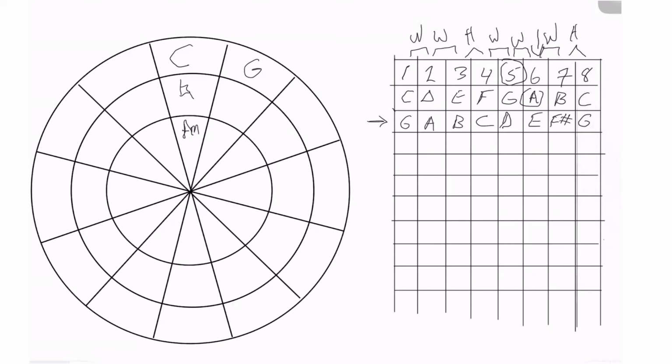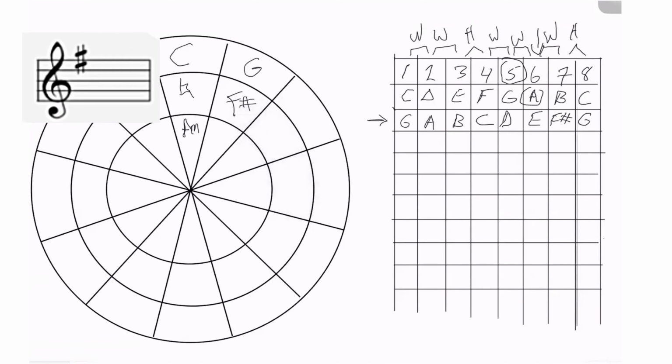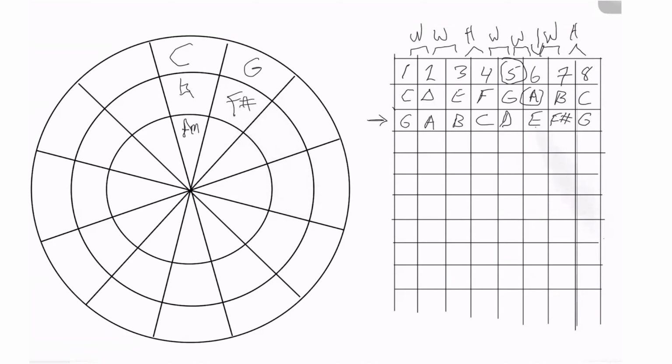I have one sharp in this key. That's going to be my F sharp. And my minor is going to be E. That's my 6th degree. So I'm going to have E minor.